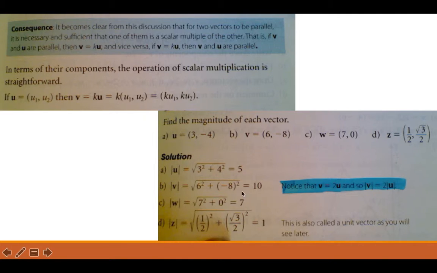Here I'm just looking at 7 squared plus 0 squared. Well, that means it's just 7. That's just a horizontal vector. It doesn't have any vertical shift at all on it.